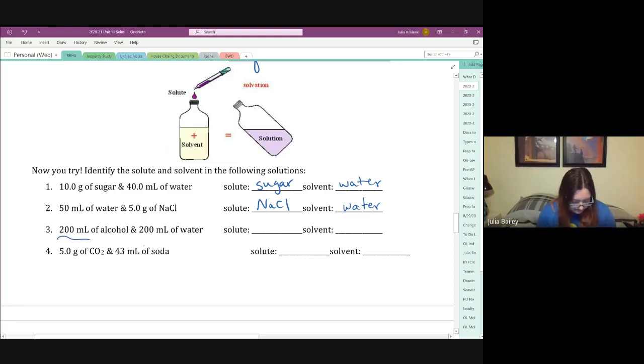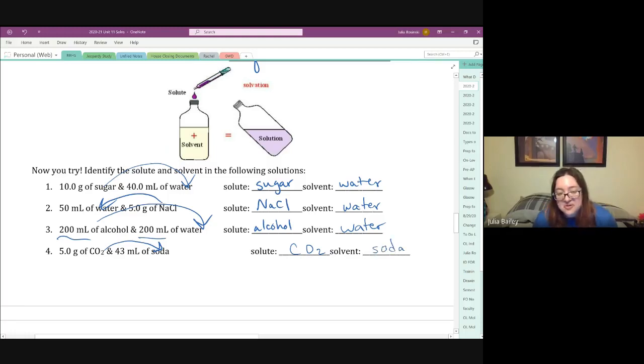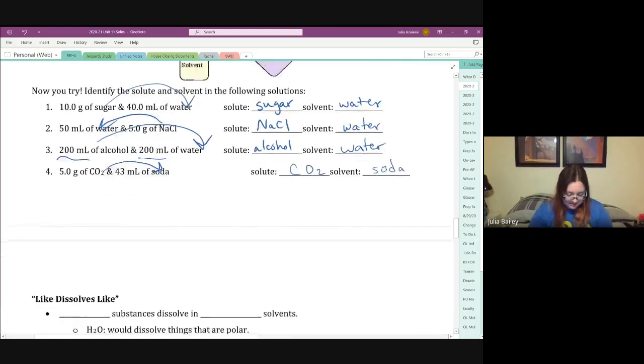If you have equal amounts of alcohol and water, usually we're still going to say the solvent is water, although they're kind of both dissolving each other at that point. The alcohol, though, is usually going to get poured into the water. Whatever's going into the water is the solute. And dissolving carbon dioxide into soda means that the solute will be the carbon dioxide and the solvent will be the soda, which is dissolved into water anyway, so it's still kind of water.